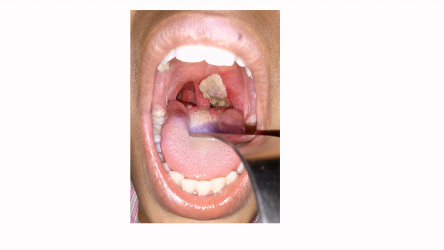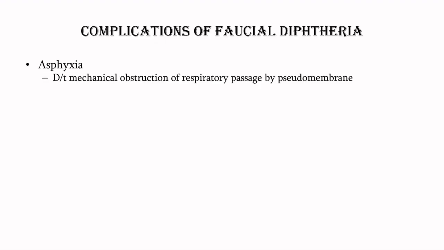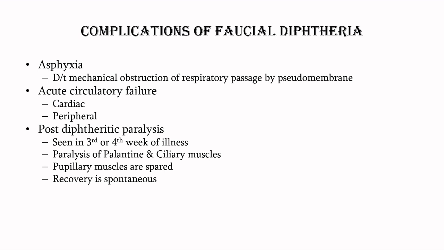This is the picture I've taken just to show you the pseudomembrane. Complications: first of all, asphyxia, because the pseudomembrane can obstruct the airflow. There can be acute circulatory failure, either cardiac or peripheral circulatory failure. The third is post-diphtheritic paralysis, mostly seen after the third to fourth week of illness, where there is paralysis of the palatine and ciliary muscles. Generally the pupillary muscles will be spared, and slowly the patient will recover. The next one is sepsis, where the infection spreads into deeper parts and can lead to pneumonia or otitis media.